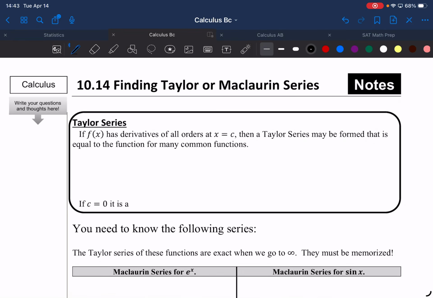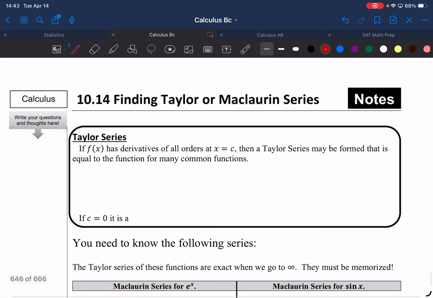Okay, 10.14 notes is finding Taylor or Maclaurin series. So at the top of 10.14, write FRQ. Why? Because every year there is typically an FRQ over 10.14 or 10.15. Okay, more specifically on Taylor and Maclaurin series. Can you take a function and write it as a series?